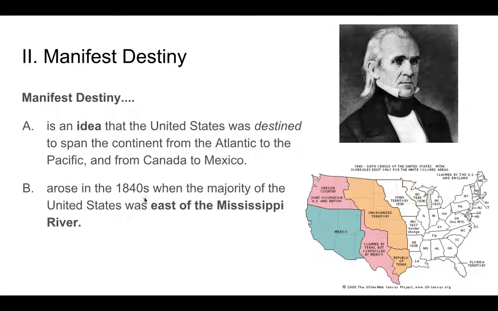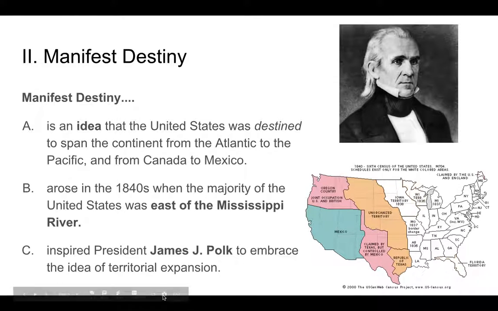Manifest Destiny arose in the 1840s when the majority of the United States was east of the Mississippi River. So most people lived over here in this area that's white. The majority of U.S. citizens lived here. Of course, we know Native people had lived here for thousands of years.